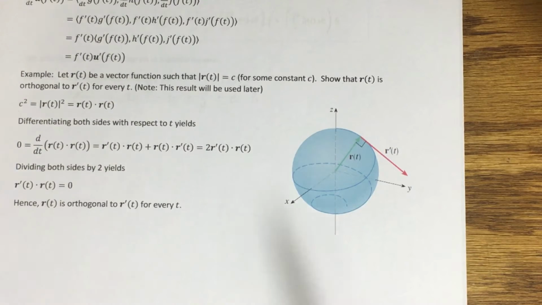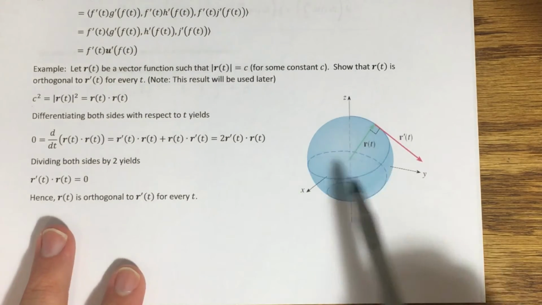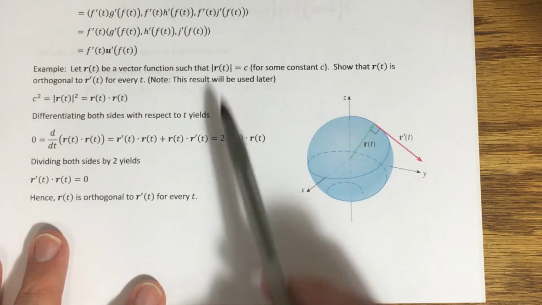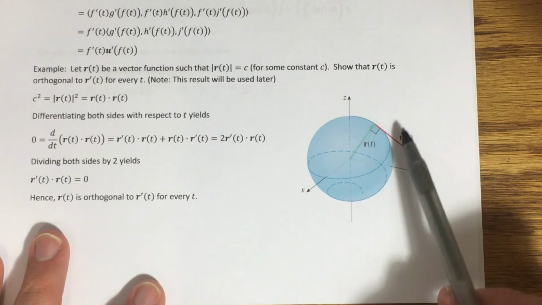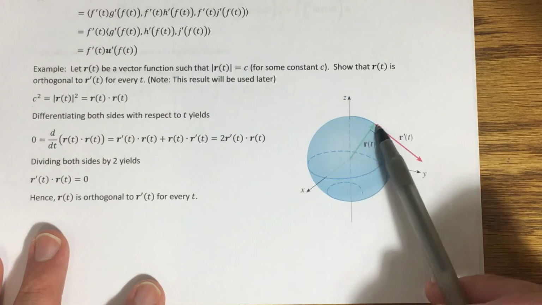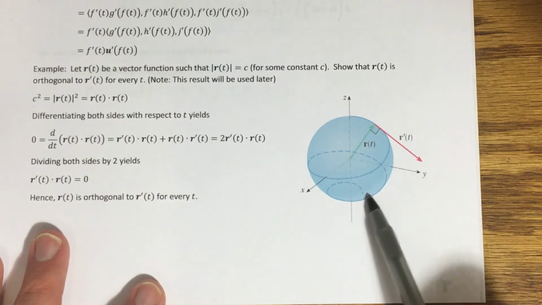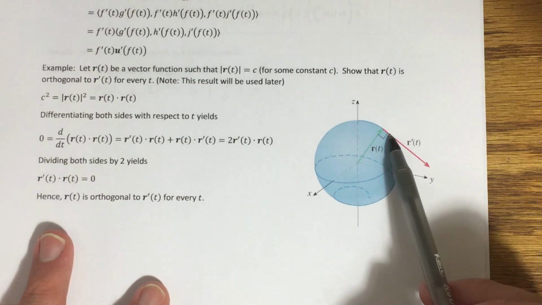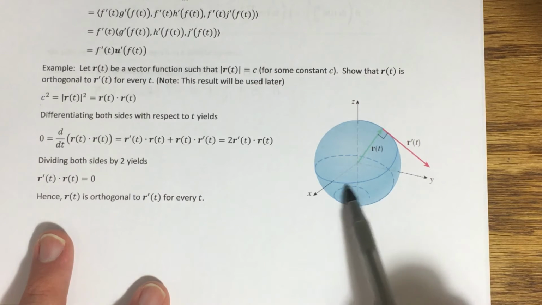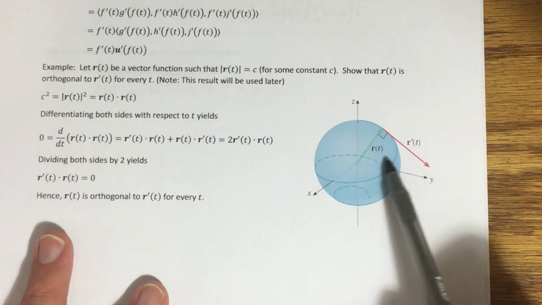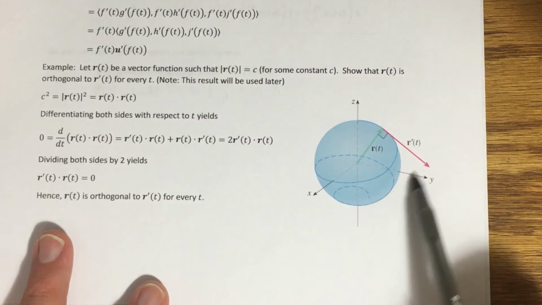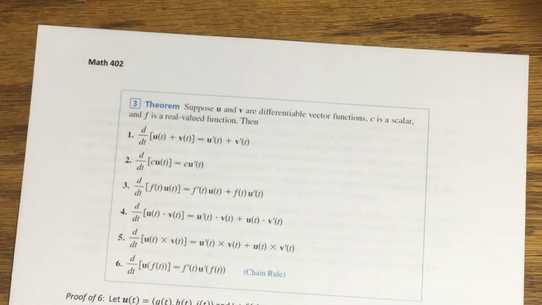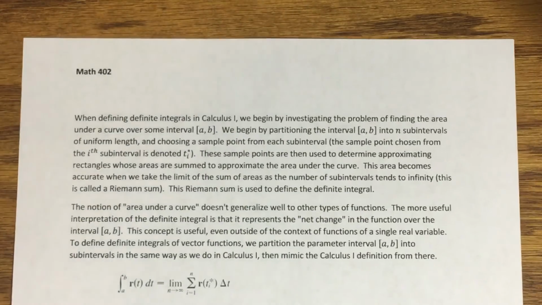And the connection between these two ideas is saying that if r of t represents a space curve where its magnitude is a constant, then essentially what that means is that the vector function r of t represents a space curve that lies completely on a sphere of radius c. That's what that means. And you can see that here. See the space curve kind of wrapping around this sphere. That will be the case because, again, the position vector represents a radius of that sphere, and from geometry, r prime will always be orthogonal to that. Okay? It's an interesting connection between geometry and the ideas we've looked at so far.